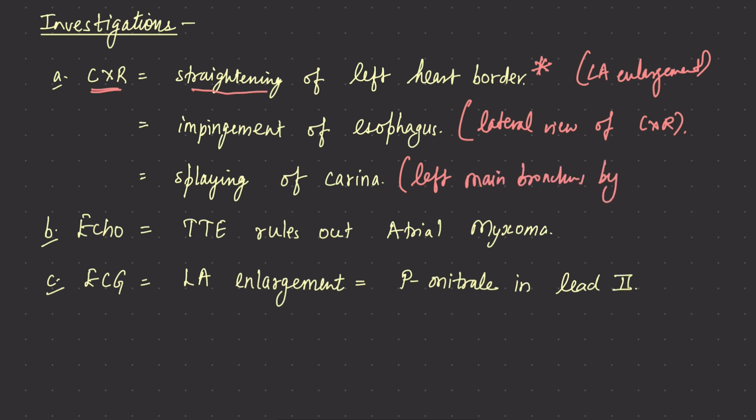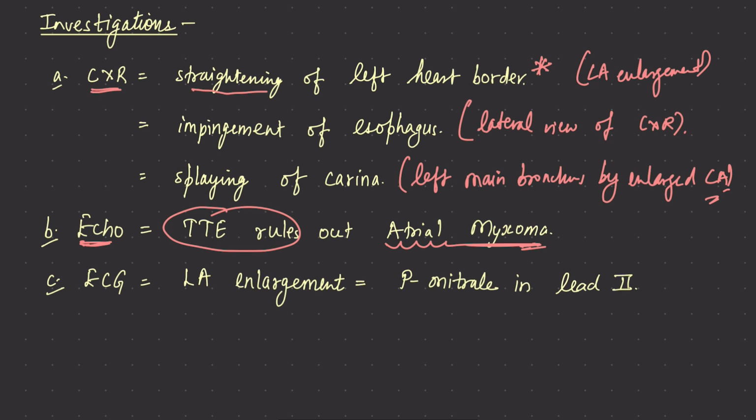There will be splaying of the carina because of elevation of the left main bronchus by the enlarged left atrium, right? On echo, basically we do echo to look at the mitral leaflets, to look at the anatomy of the mitral leaflets, and secondly to rule out if there is any mass in the left atrium. So it rules out left atrial myxoma, transthoracic echo basically.